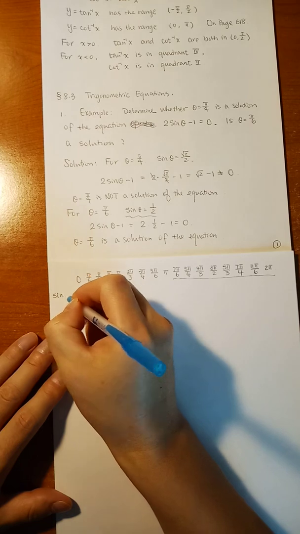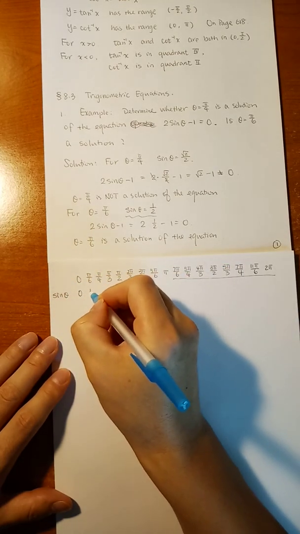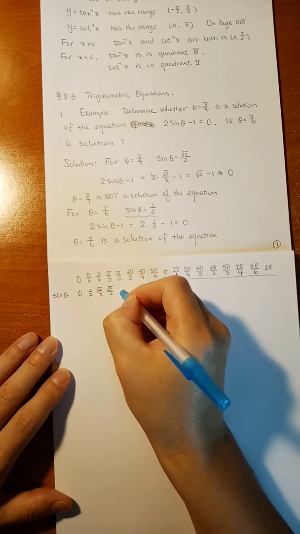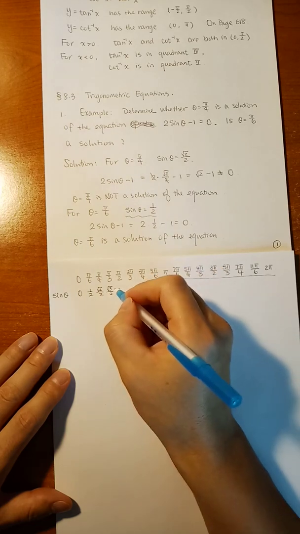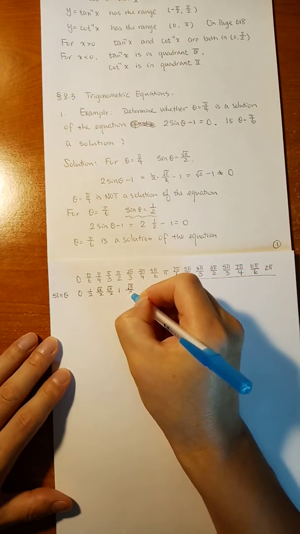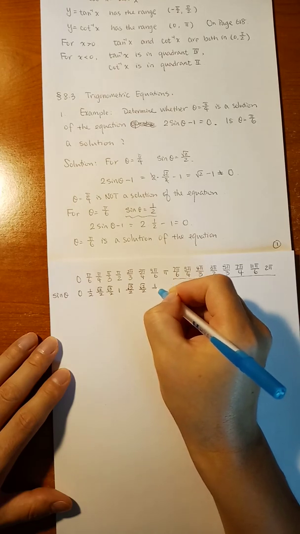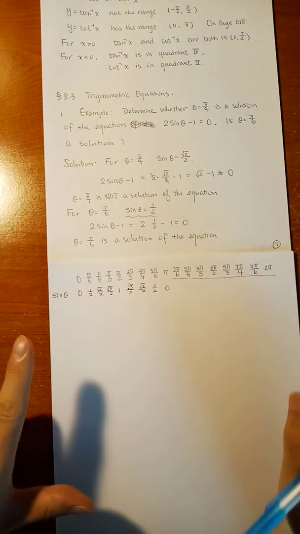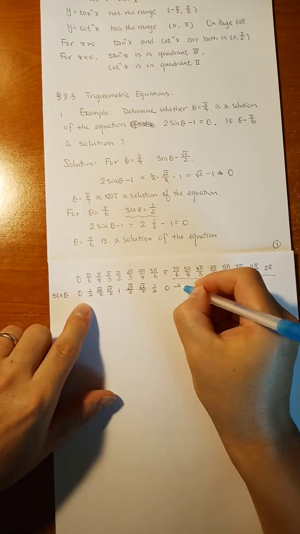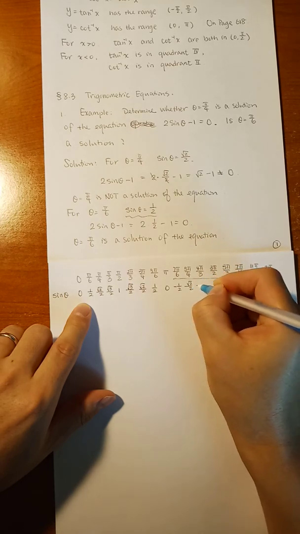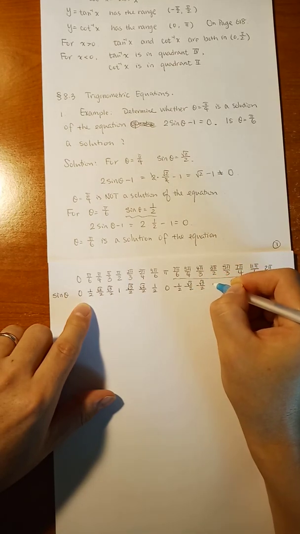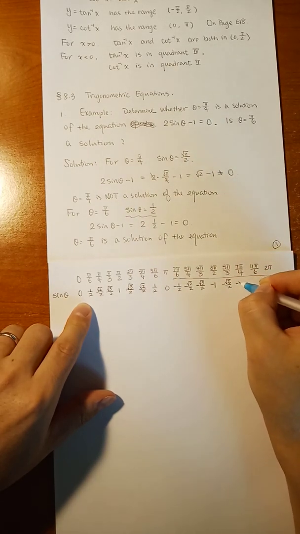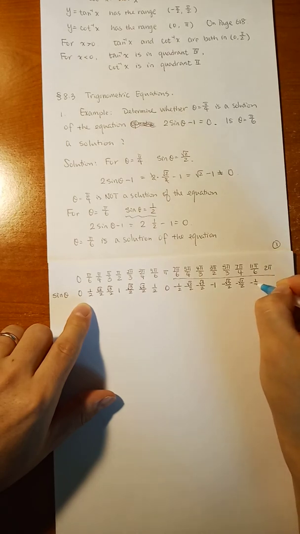And for the values, sine. So this is 0, 1/2, root 2 over 2, root 3 over 2, 1. And you go down: root 3 over 2, root 2 over 2, 1/2, and 0. Okay, and then you repeat this, but with negative signs. So it's negative 1/2, negative root 2 over 2, negative root 3 over 2, negative 1. And negative root 3 over 2, negative root 2 over 2, negative 1/2, and 0.